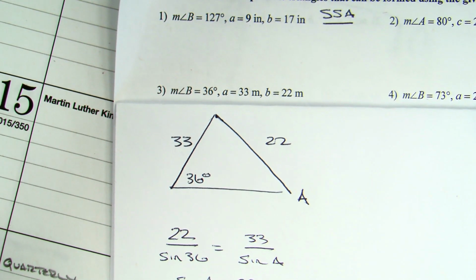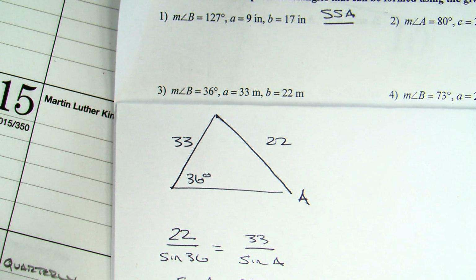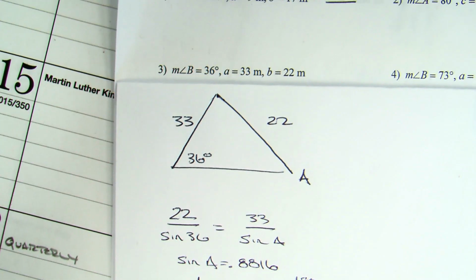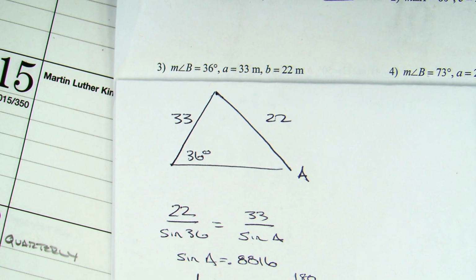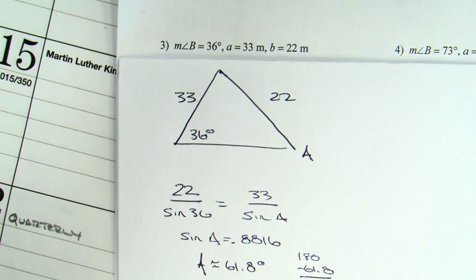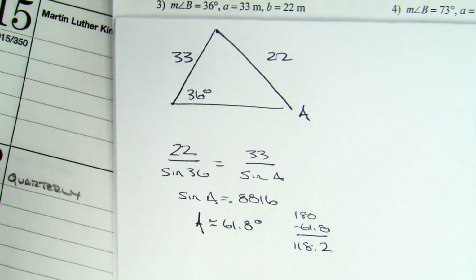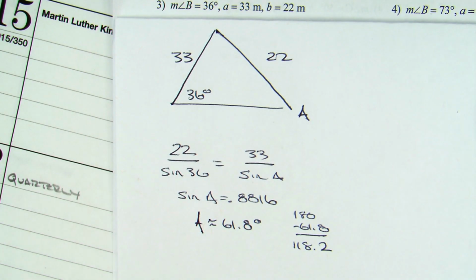Everybody good with that ratio? 22 over sine 36 equals 33 over sine A? Everybody good with sine A being approximately 0.8817? When you do second sine at that point, the calculator will give you 61.8 degrees. You take that angle and you subtract from what? 180, you get 118.2.